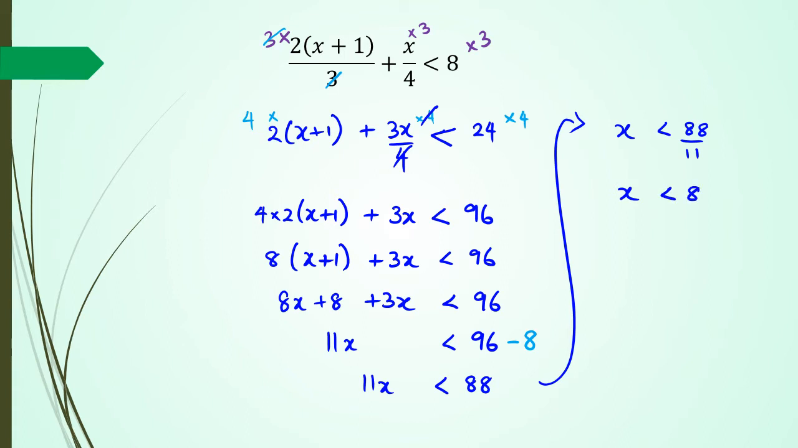Now the important thing to notice with inequalities is that when you divide by a negative number, that is when the sign actually changes over. But in this case, we're dividing by 11, which is a positive number. So the sign is going to stay as it is here. Nothing really changes to it. Okay, let's have a look at another example.